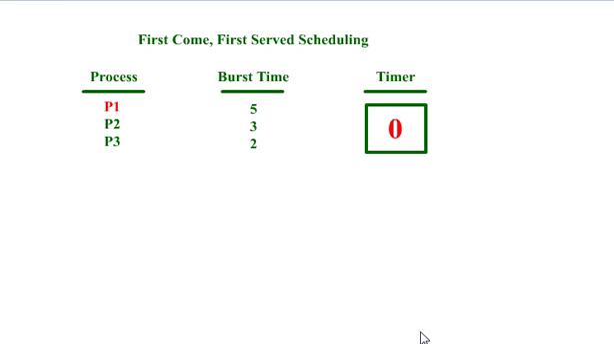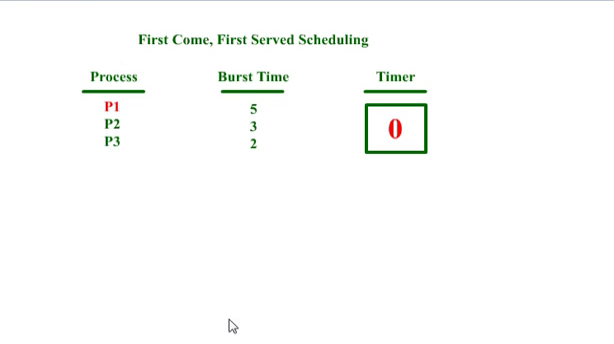Hello friends, in this video I will explain with the help of animation how first come first serve scheduling works. In this scheduling, whenever a process comes, the process which arrives first has to be processed first.